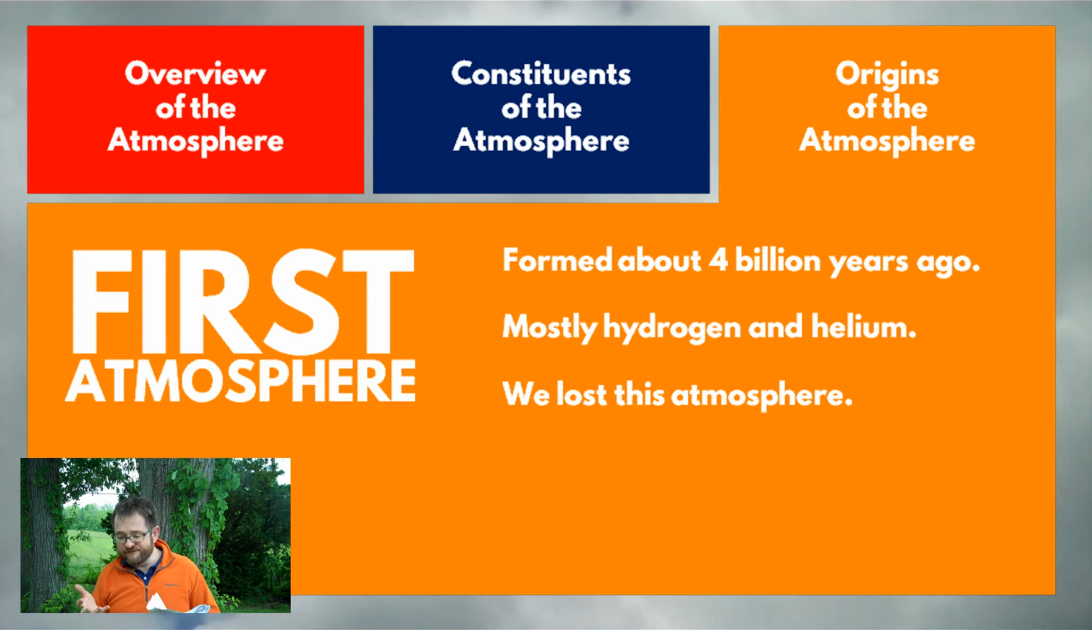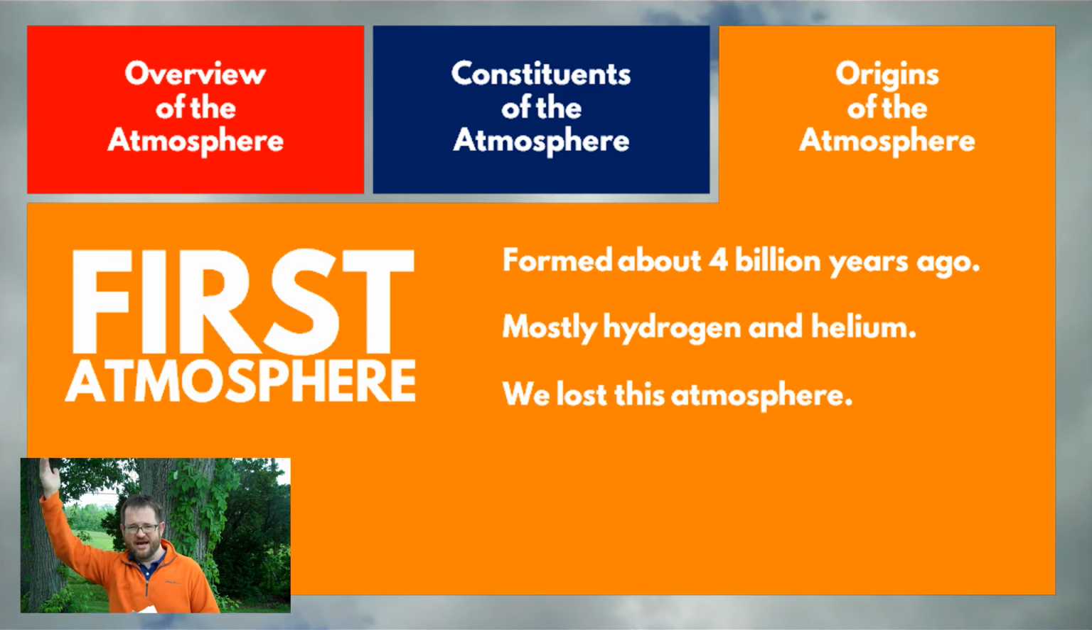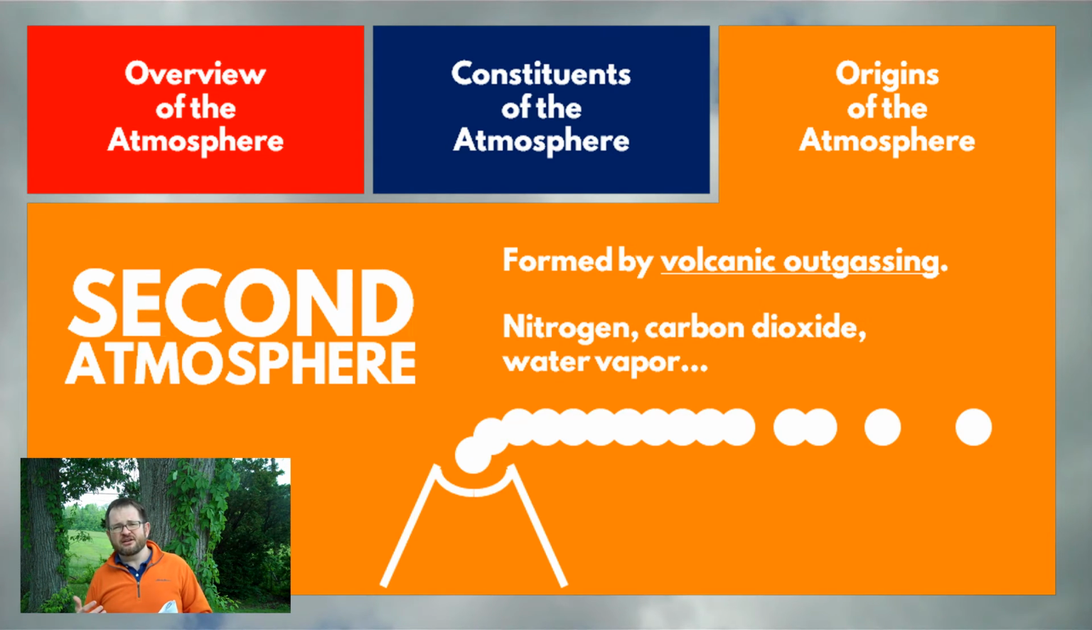So that first atmosphere that formed with the Earth 4 billion years ago was lost over the course of a few hundred million years. All those hydrogen and helium molecules bled off into interplanetary space, because sooner or later every molecule had a period of time where it was moving faster than the escape velocity of the Earth and headed off into interplanetary space.